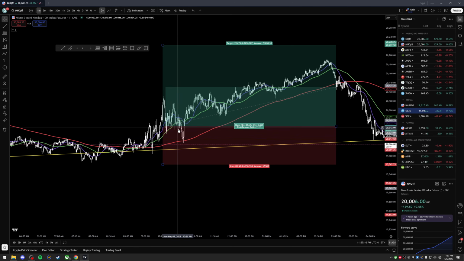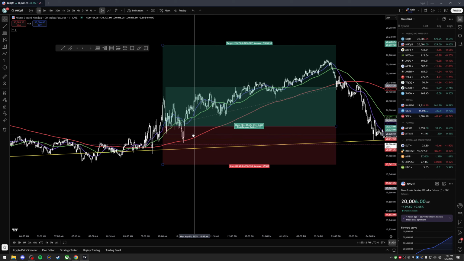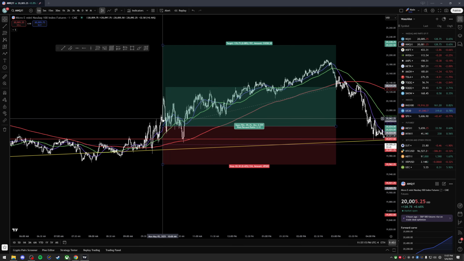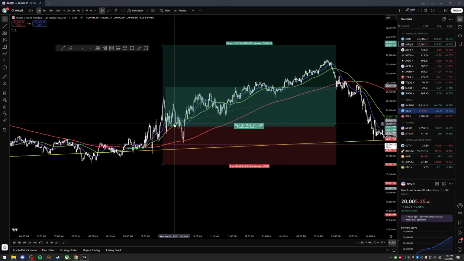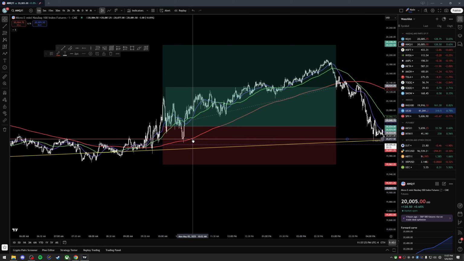It ended up dumping a little bit lower, but that's fine. I wasn't really scared of that. But I ended up adding somewhere along this range right here. And since we were still really close to my original entry, it really brought my entry pretty far down. So which is why I have this long position here.